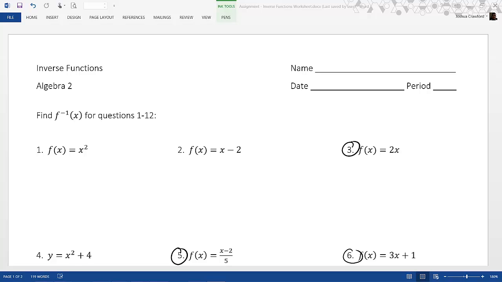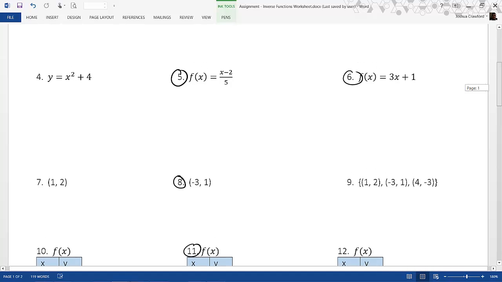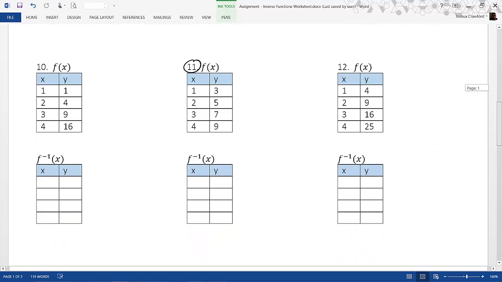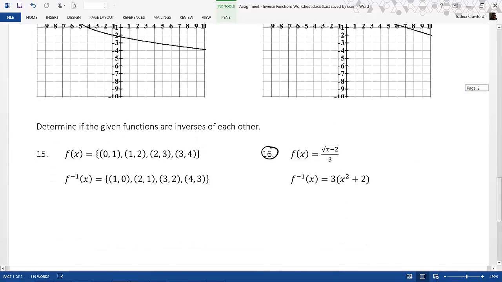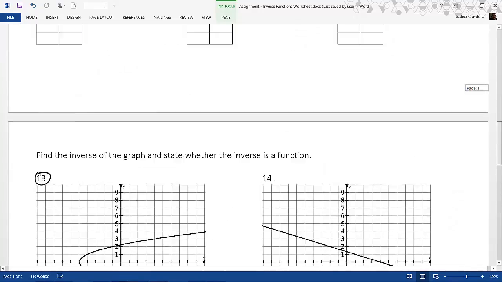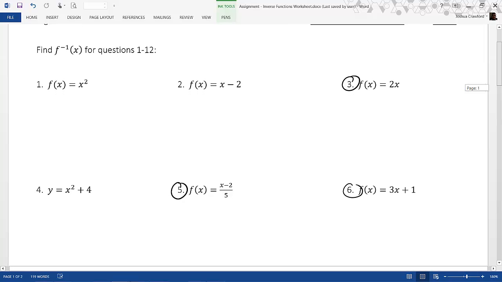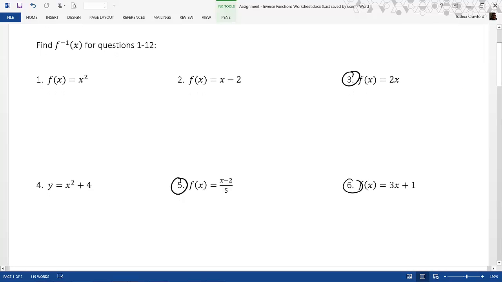This video will cover the inverse functions worksheets. We're going to cover questions 3, 5, 6, 8, 11, 13, 16, and 17. So let's start with number 3. We need to find the inverse of f of x equals 2x.